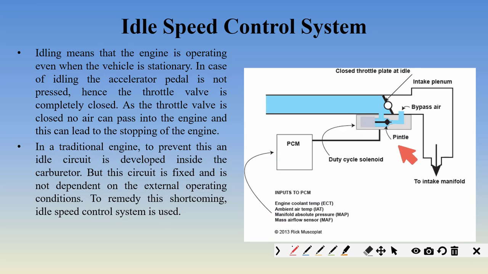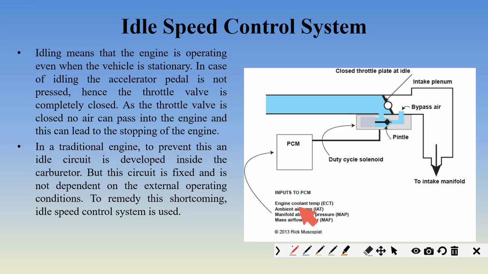What is this actuator controlling? This actuator is controlling how much this spindle is moving forward and backward. See, if the spindle is completely forward, this will be completely closed and no air will go from here.